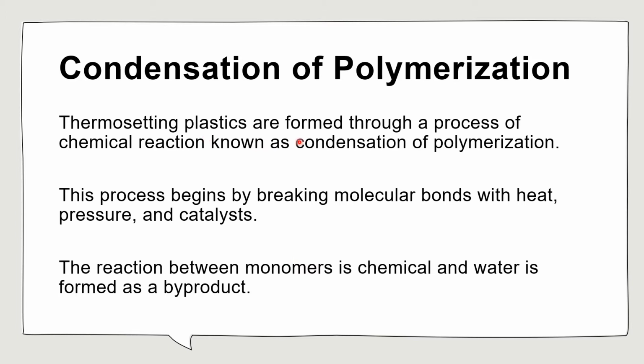Thermosetting, we're going to form not just a regular polymerization, we're going to do condensation polymerization. So it's a little different from thermoplastics. Condensation polymerization, because there is a chemical reaction in this process. So what is that chemical reaction? We're going to break the molecular bond with heat, pressure, and then catalyst. Okay? A catalyst is just an agent to make the reaction go faster. So the reaction between monomers is chemical, and so you're going to get water as a byproduct.